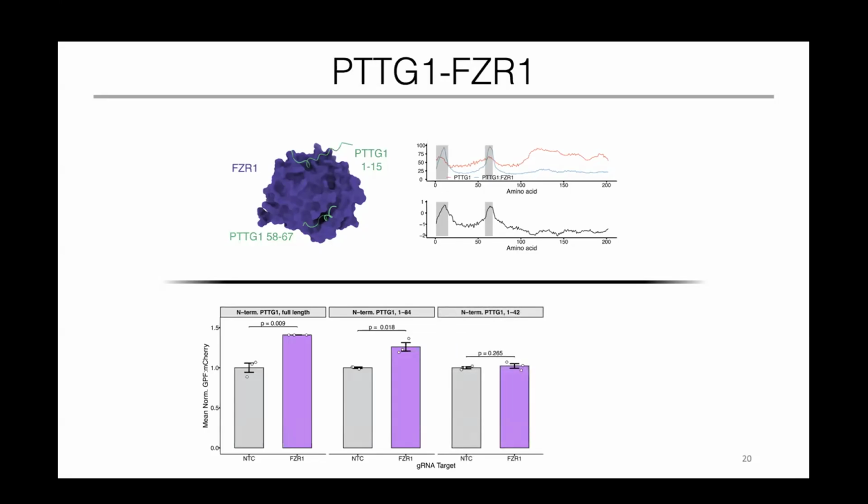When we split the degron in half, we lose that stabilization. So if I just take residues 1 through 42 of PTTG1 and fuse that to GFP, there's no stabilization. And also if I take 42 through 84, we lose the stabilization as well.